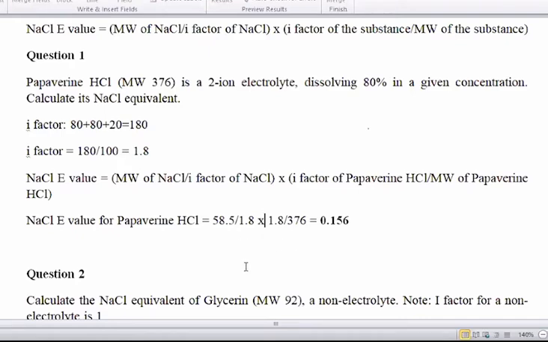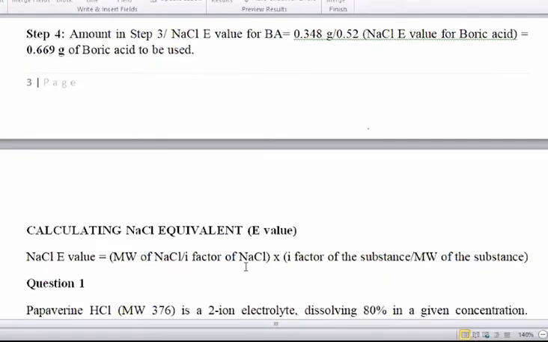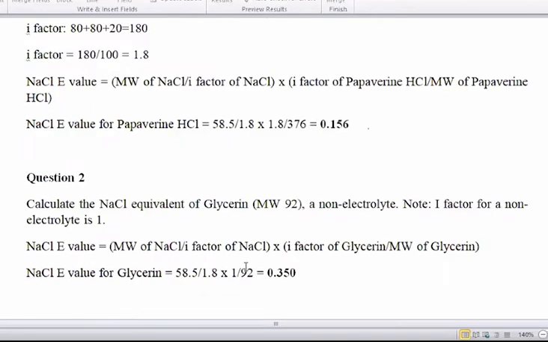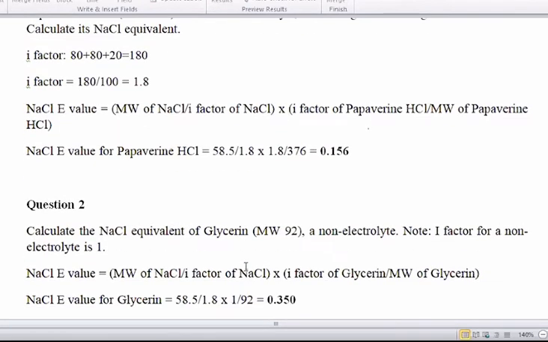So example number 2, we are basically using the same formula, same principles, but we are going to give an example on a non-electrolyte, so that whichever question you are asked, whether on a non-electrolyte or an electrolyte, you are going to know how to calculate. So let's look at this example. Calculate the sodium chloride equivalent of glycerin. In brackets, there is a molecular weight of 92. A non-electrolyte.